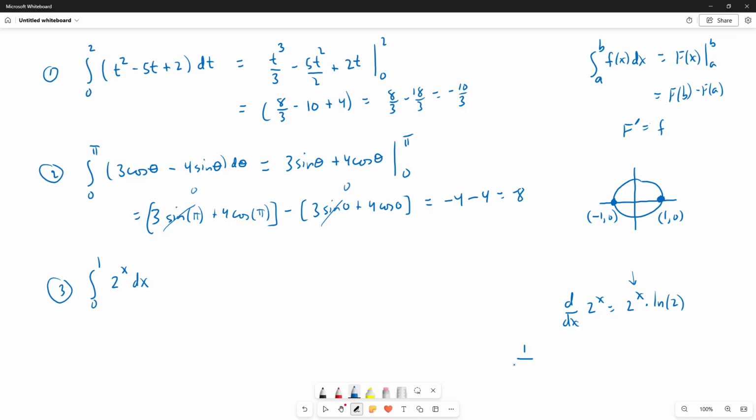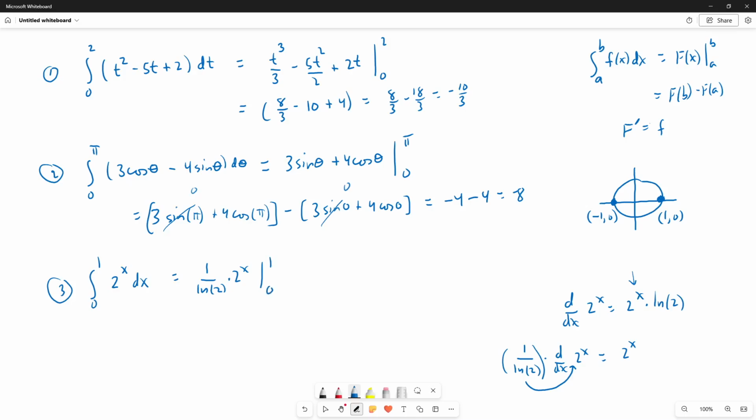So 1 over the natural log of 2 times the derivative of 2 to the x is equal to 2 to the x. And then since this is a constant, we can use the constant multiple rule and put the constant in there so that the derivative of 1 over the natural log of 2 times 2 to the x, the derivative of that will be simply 2 to the x. So this is our antiderivative. 1 over the natural log of 2 times 2 to the x.